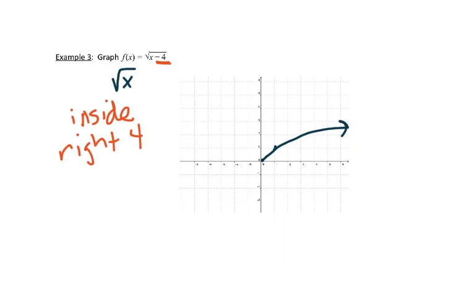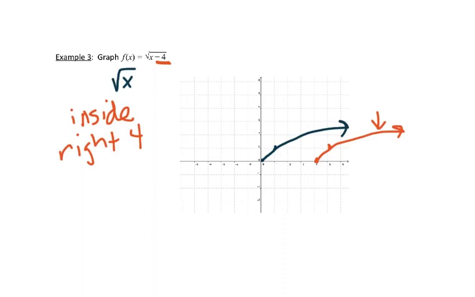4. And this is where I say it feels backwards, because it feels like a minus should move it left, but because it's inside, it's backwards from what you feel, and it actually moves it right. So we go right 4 for this point, and right 4 for this point, and then we would draw the same shape. And that's our final graph.